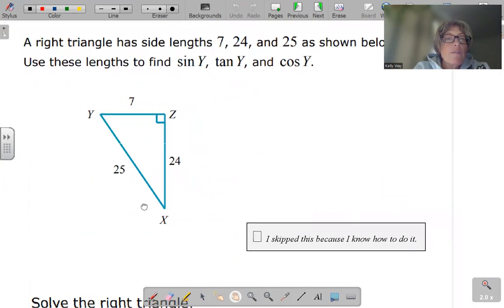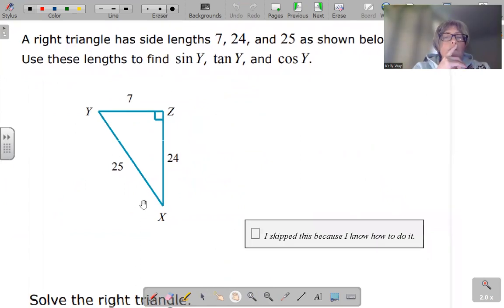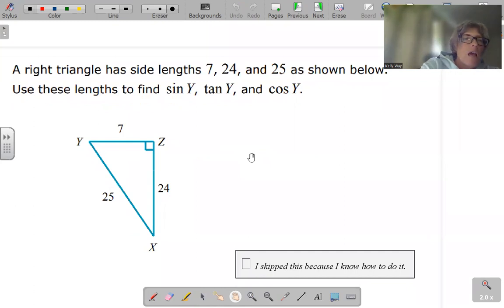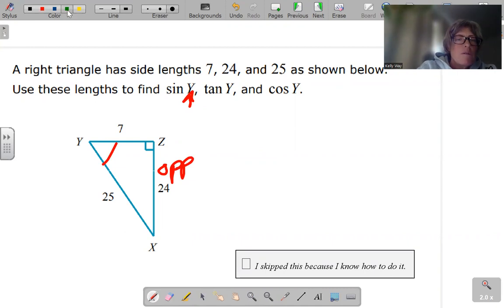Okay, it says we have lengths here and that it is a right triangle. And it wants you to find the sine of y. Notice it says specifically y. So we're going to sweep y. That tells you this is the opposite. This would be the adjacent. This would be the hypo.